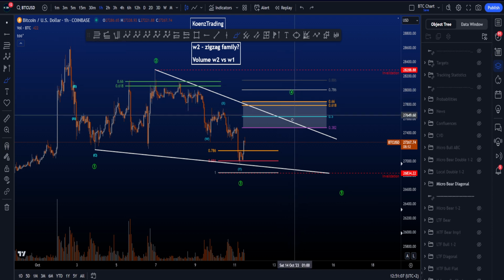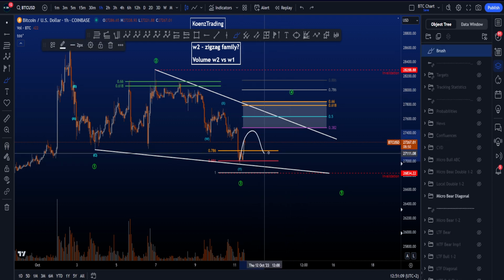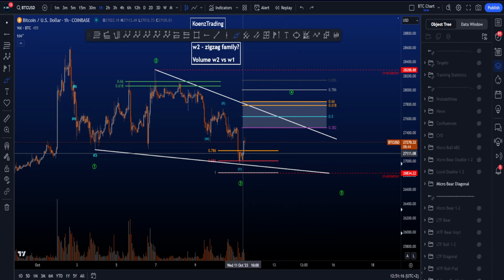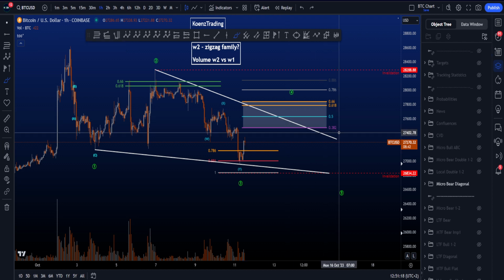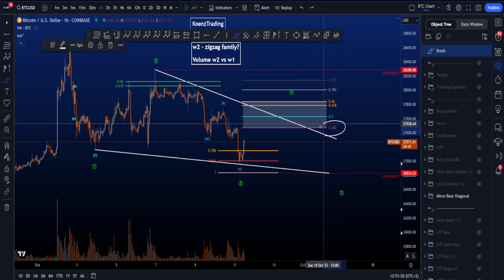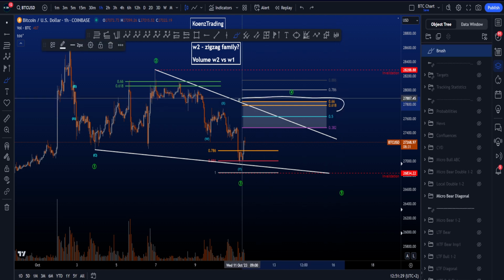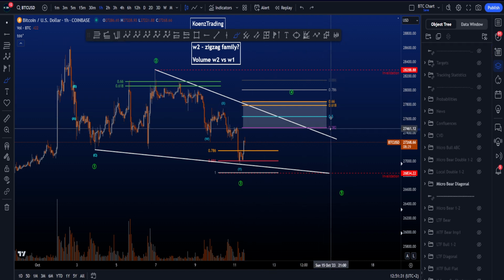Now in a wave 4 we then expect another zigzag structure, a 5-3-5, or at least the zigzag family, so it can also be a WXY, a sharp zigzag again in a double zigzag or even a triple one, where the most common target for a wave 4 is between the 0.382 and the 0.5, which is between 27.4k and 27.6k. The golden pocket is a little bit less common, but I moved the white box all the way to the golden pocket, which is sitting at 27.8k. So that is also still an area of interest.